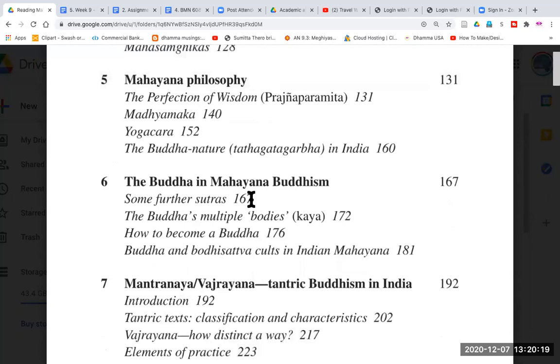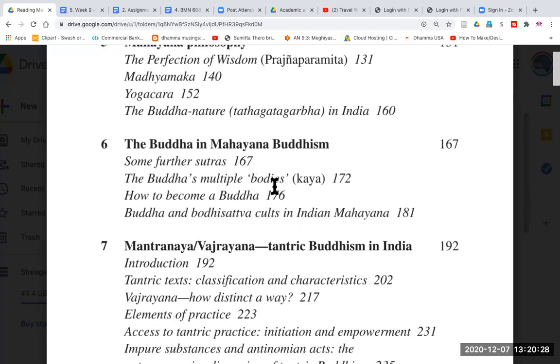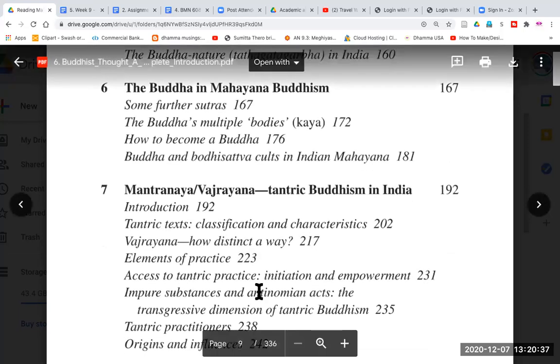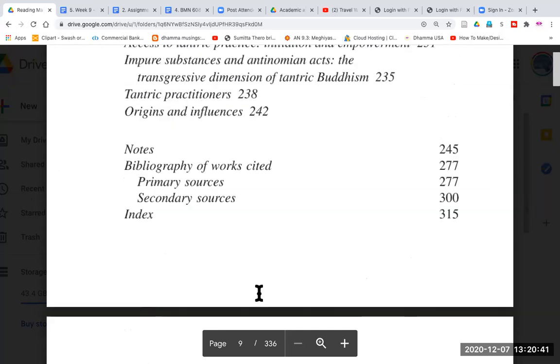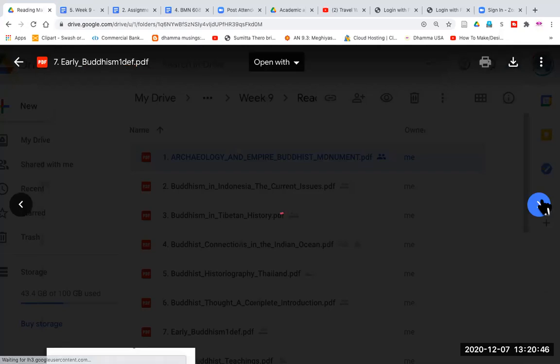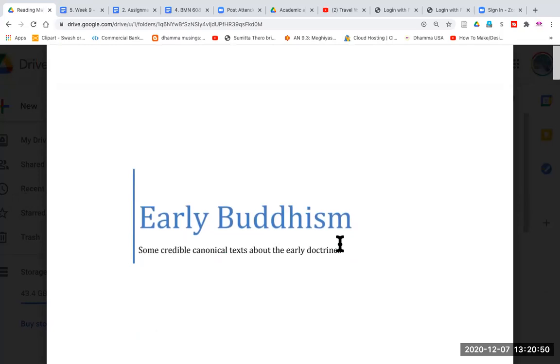It's not necessarily, I think, identical with the Theravada version, so you can also get some idea about the three kayas, for example. Mantrayana or Vajrayana, Tantric Buddhism in India. Yeah, so this book also can be helpful to some of you. So keep these books in your library.